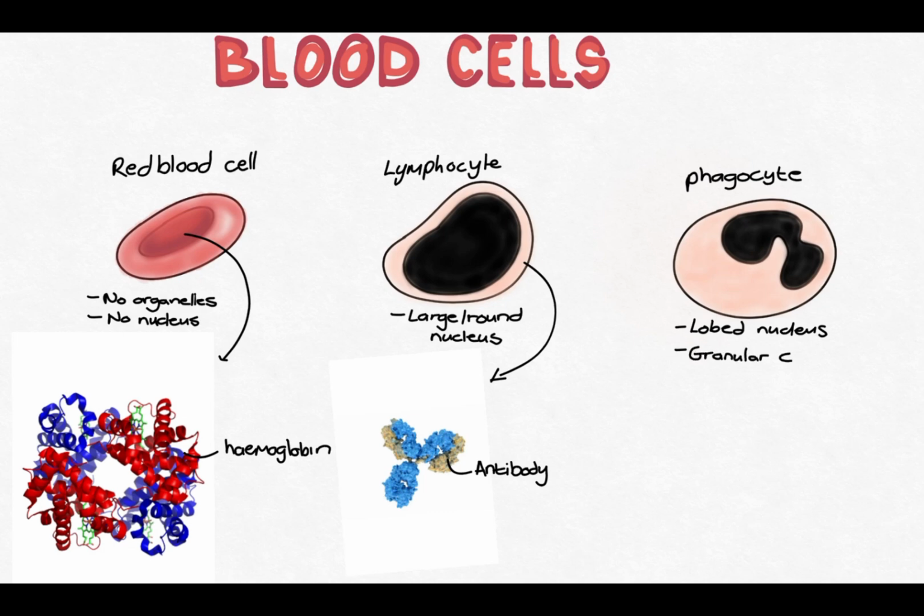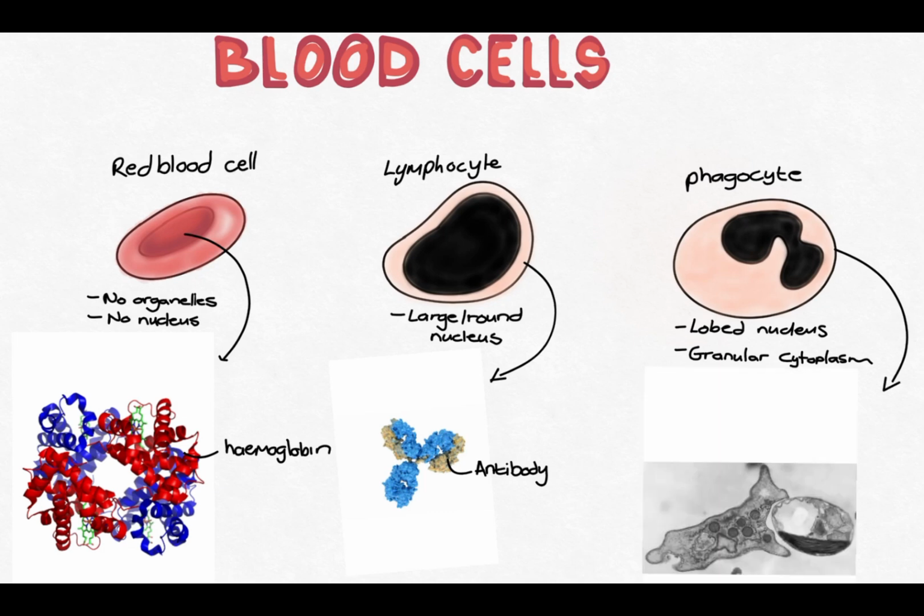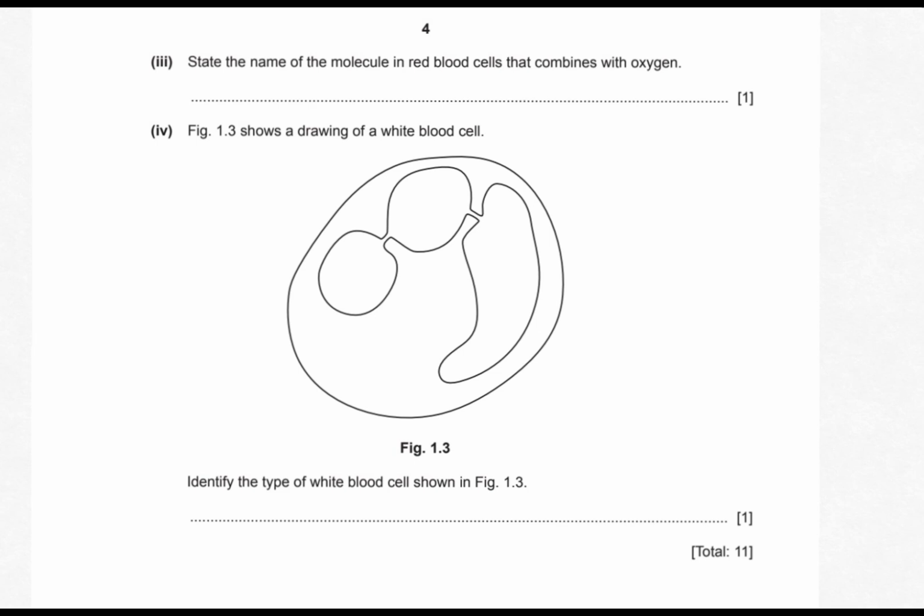Now, when the antibody tags a cell to be destroyed, the phagocyte will actually go and destroy the cell by engulfing it and using different enzymes to break it down. This process is known as phagocytosis. Okay, let's have a look at our questions.